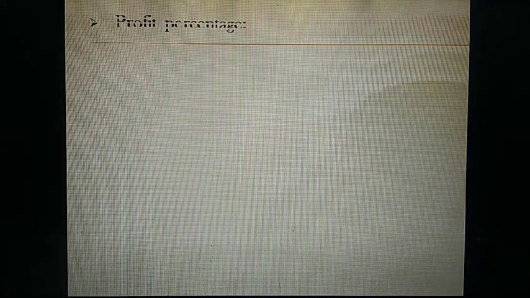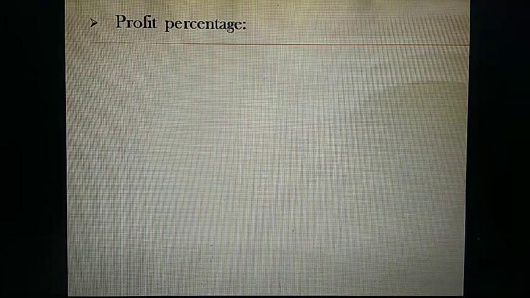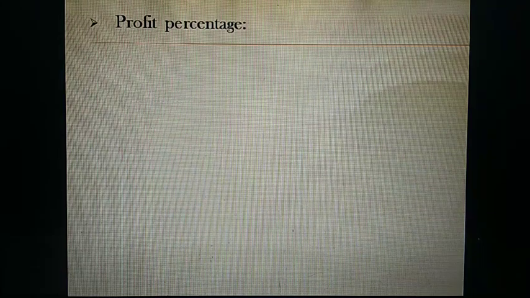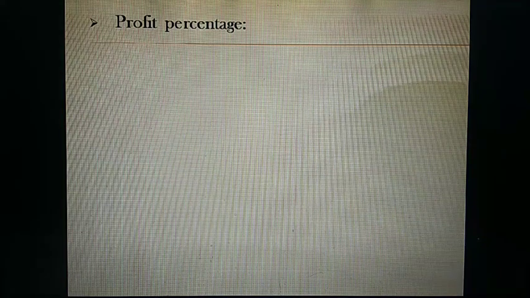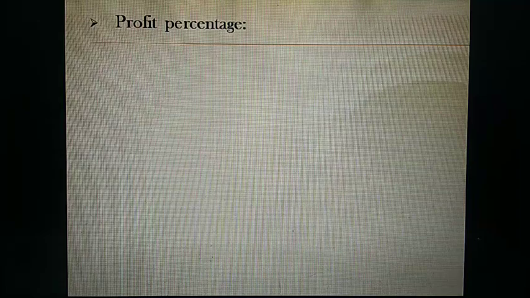Next is, how can you express profit or loss as percentage? So the profit or loss can also be converted to a percentage. Make sure that it is always calculated on the cost price. Now let's start with profit percentage. As I just told you, we will calculate profit percentage or loss percentage in terms of cost price.